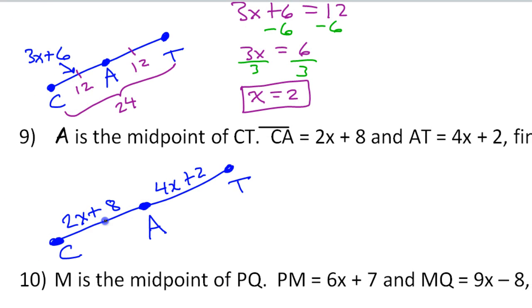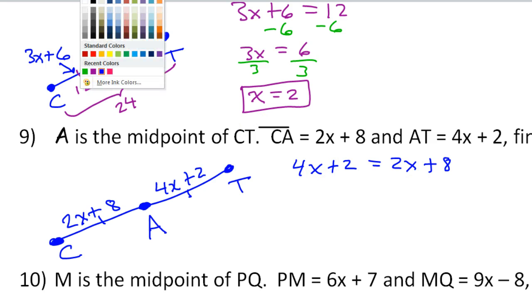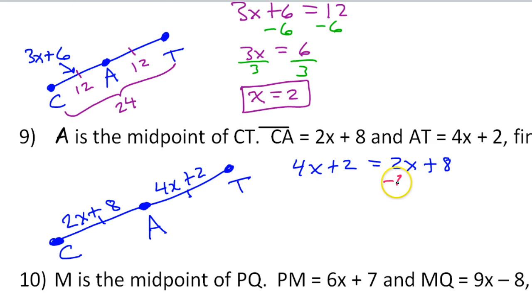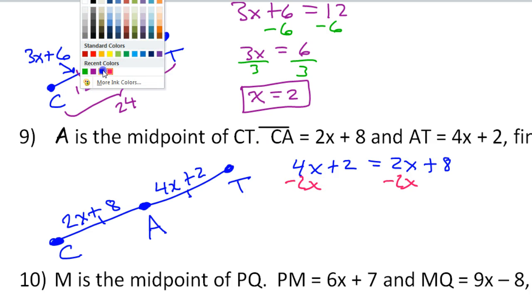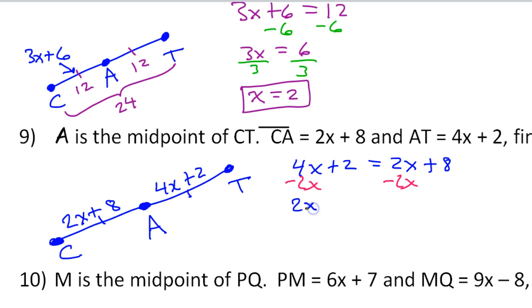Well, this time these two expressions should equal each other. So 4x plus 2 should equal the 2x plus 8. So let's subtract 2x from both sides. So that's going to give us 2x plus 2 is equal to 8.